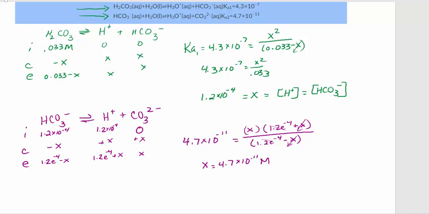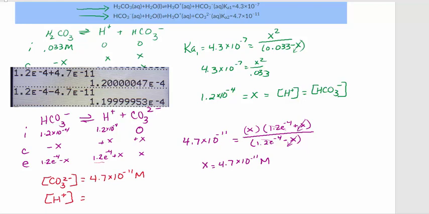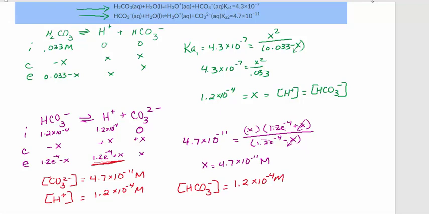My equilibrium concentrations then are as follows. The concentration of my carbonate anion is equal to this x value, 4.7 times 10 to the negative 11 molar. The concentration of my hydrogen ion is 1.2 times 10 to the negative 4 plus my x value, 4.7 times 10 to the negative 11, which is fundamentally 1.2 times 10 to the negative 4 molar. The concentration of my bicarbonate, HCO3 minus, is 1.2 times 10 to the negative 4 minus this x value, which is also effectively 1.2 times 10 to the negative 4. So although the concentrations of my hydronium ion and my first anion are heavily dependent on K1, the second anion is solely going to be dependent on K2.